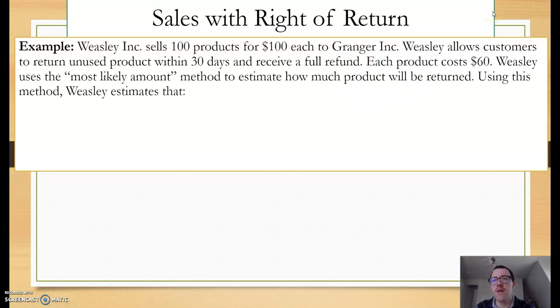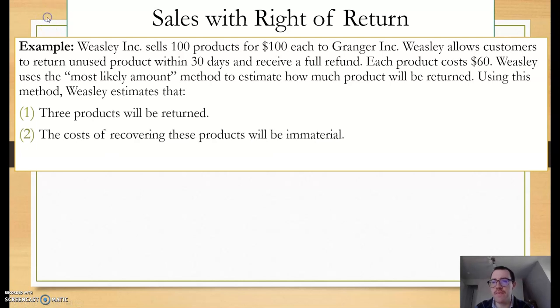Let's have an example. Weasley sells 100 products for $100 each to Grainger Incorporated, and Weasley allows customers to return unused product within 30 days and get a full refund. Each product costs $60. Weasley uses the most likely amount method to estimate how much product will be returned. Using this method, Weasley estimates that 3 products are going to be returned.